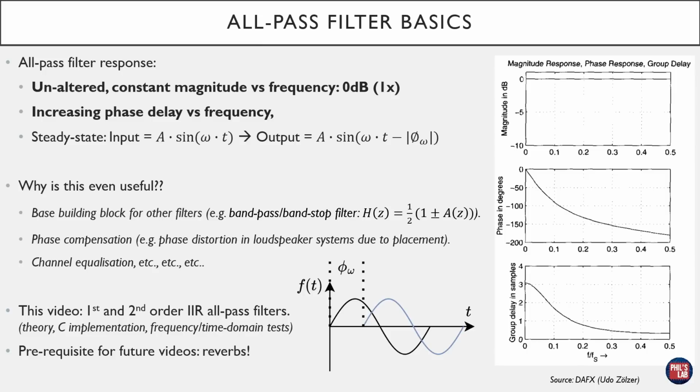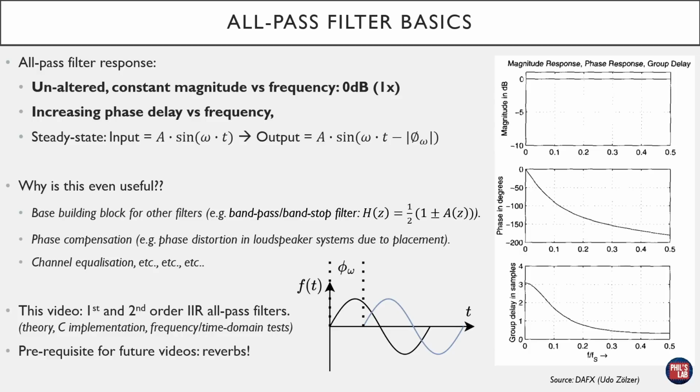Before we move over to implementation and testing, we of course have to go through the all-pass filter basics, look at a bit of theory, and then we use that theory to implement these all-pass filters in C code running on an STM32 microcontroller. If you haven't heard of all-pass filters before, they might sound a bit weird.